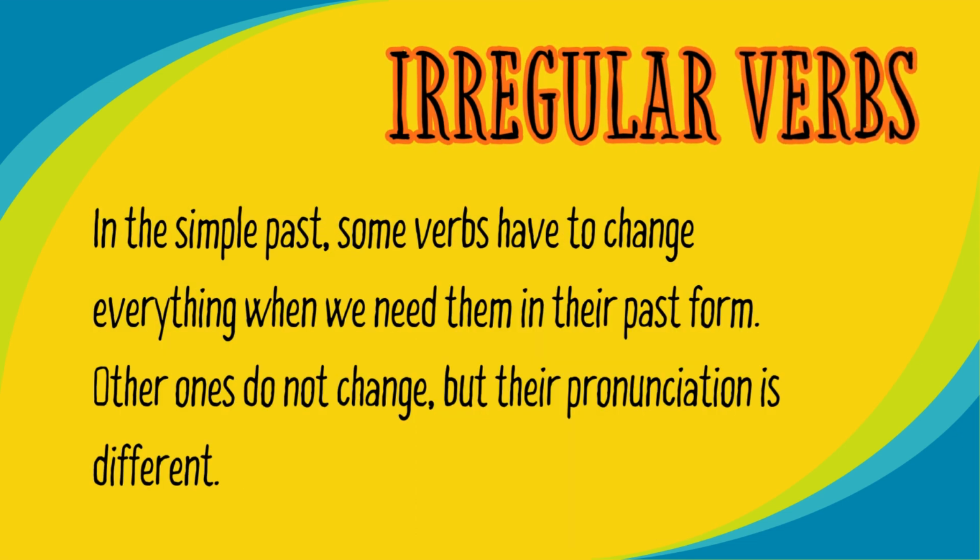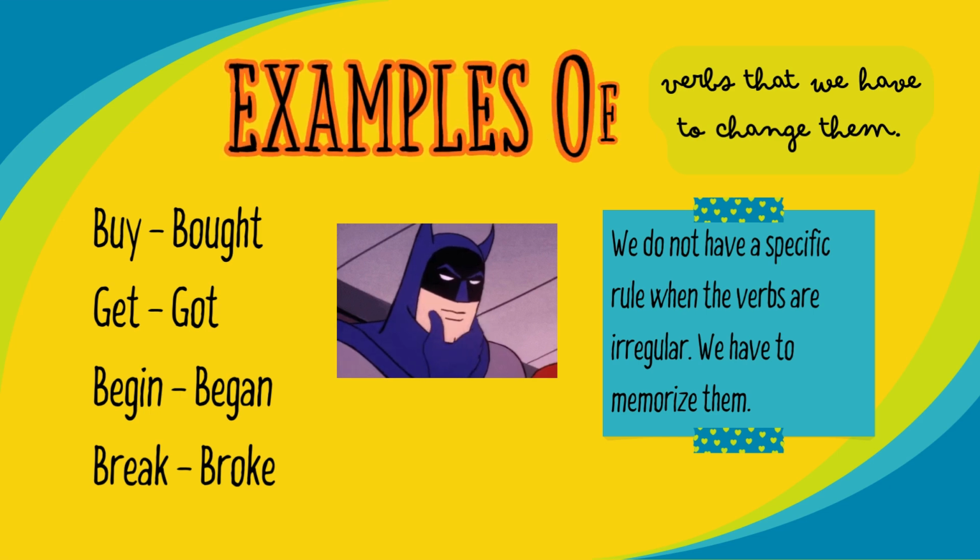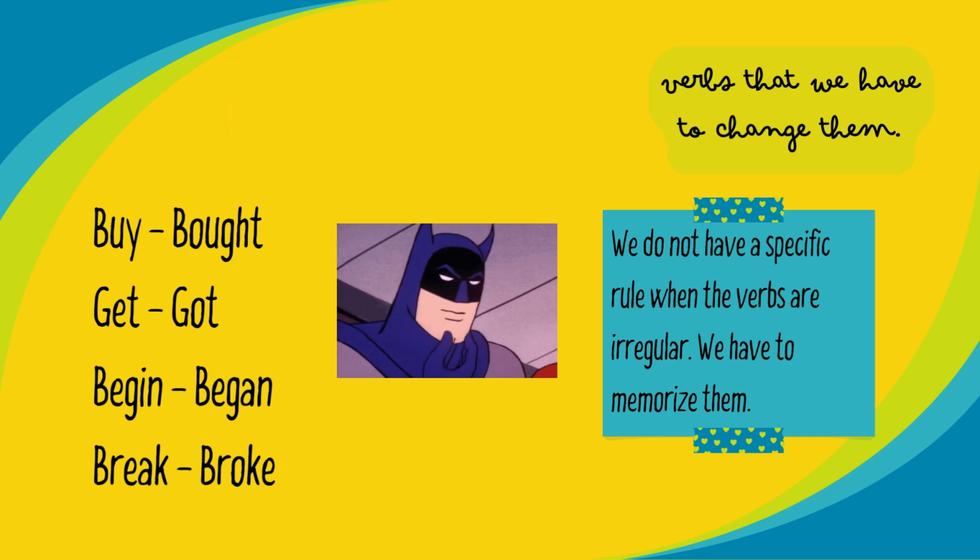In the simple past, some verbs have to change everything when we need them in their past form. Other ones do not change, but their pronunciation is different. Let's see examples of verbs that we have to change, like buy, bought, get, got, begin, began, break, broke. We do not have a specific rule when the verbs are irregular. We have to memorize them.